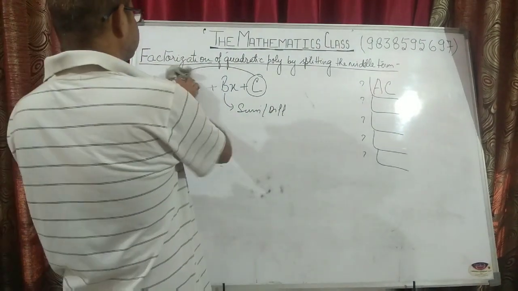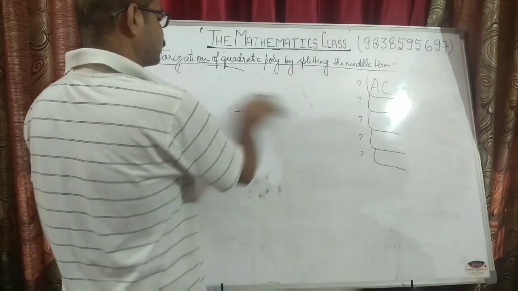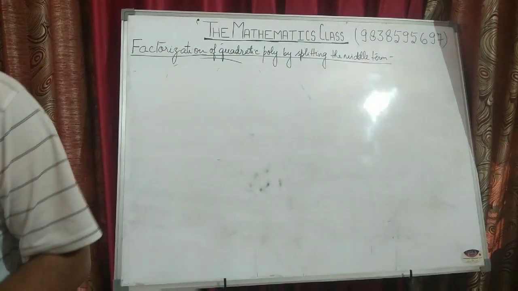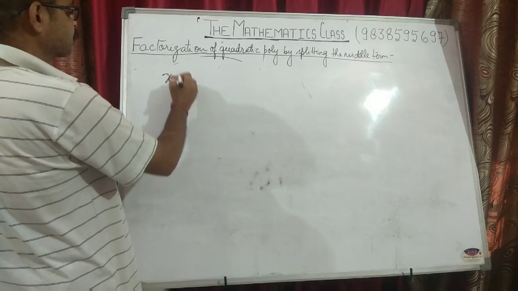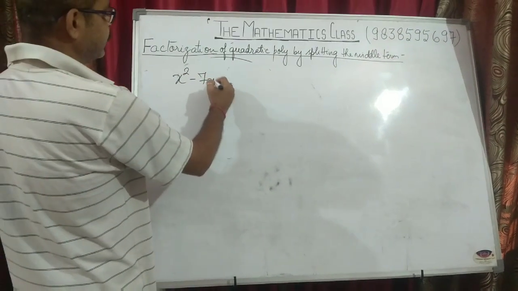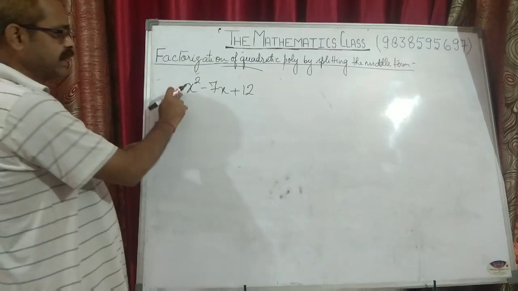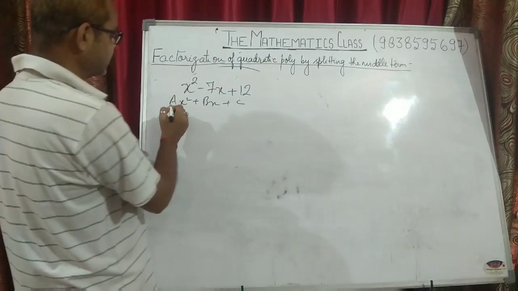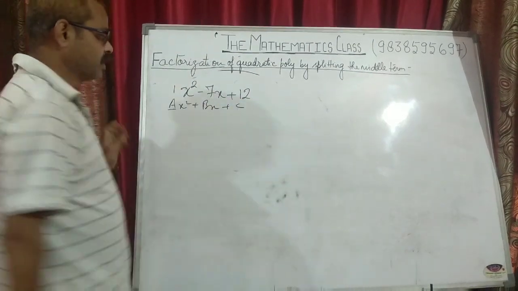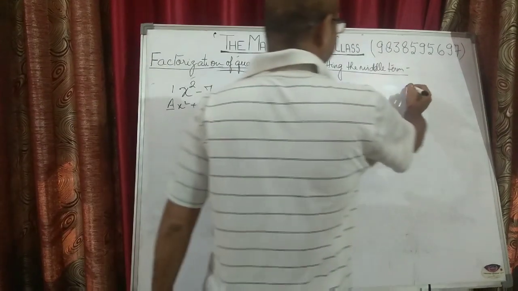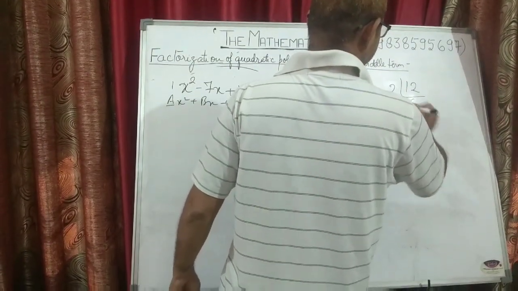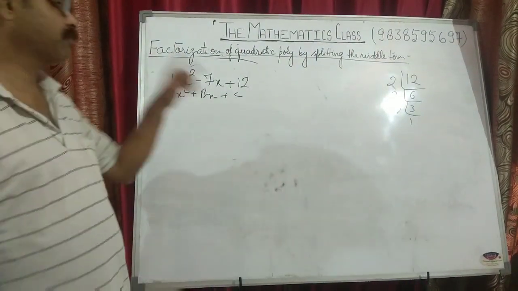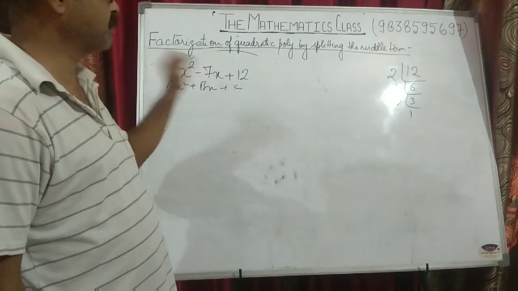Let's take a basic question: x square minus 7x plus 12. Now here a is 1. If you compare it with ax square plus bx plus c, you can see that a is 1, c is 12. So a into c is 12. Factorization of 12 is 2 sixes, 2 threes, 3 ones. So factors are 2 into 2 into 3. Now you have to arrange these factors to get minus 7.